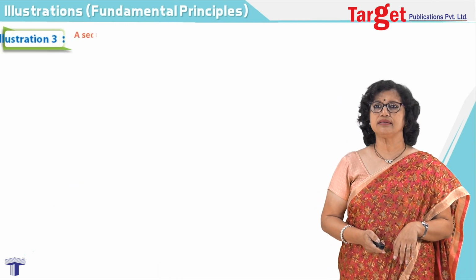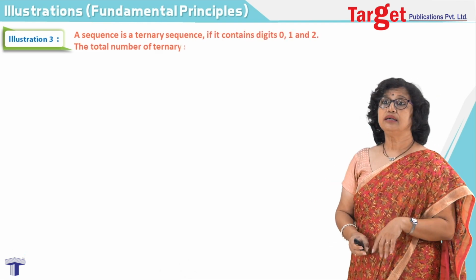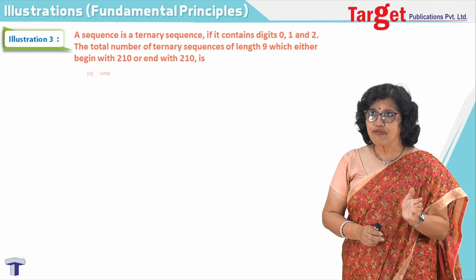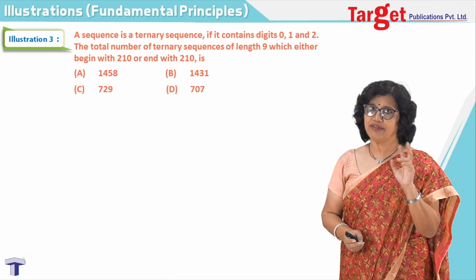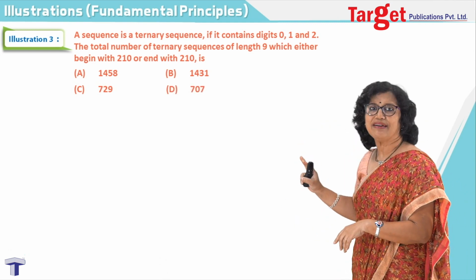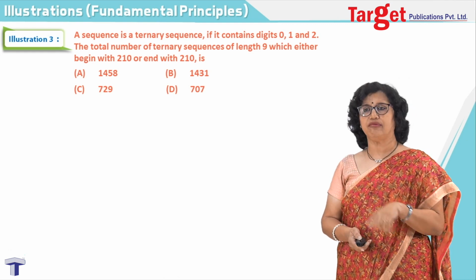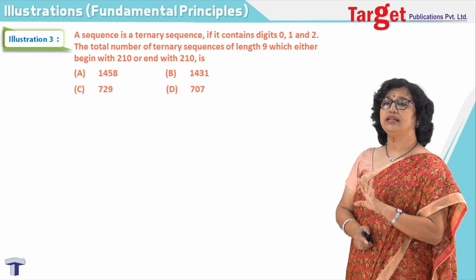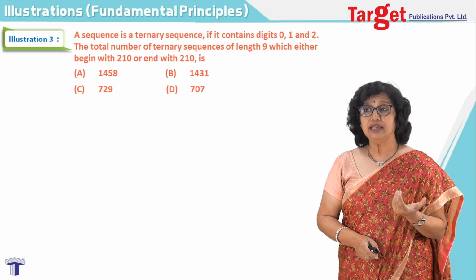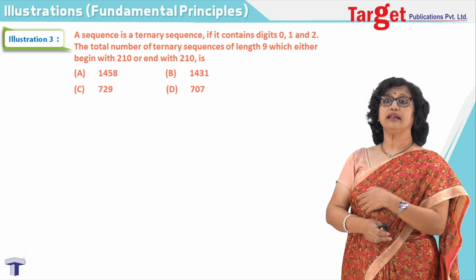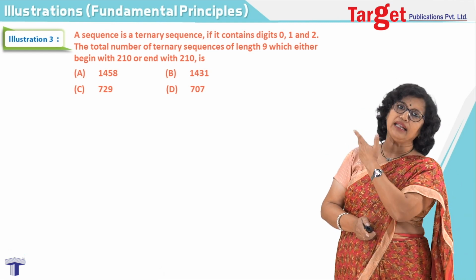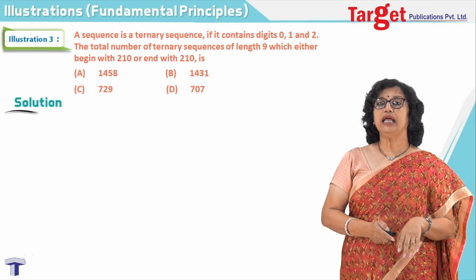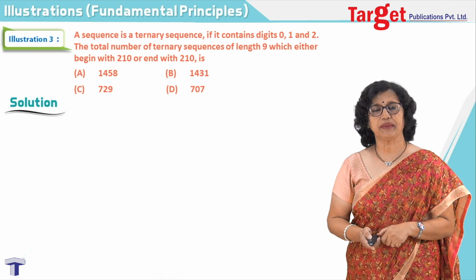And the next one is that a sequence is a ternary sequence if it contains only the digits 0, 1, 2. Like a binary sequence, where we had 0 and 1. A ternary sequence is a sequence where 0, 1, 2 are involved. The total number of ternary sequences of length 9, which either begin with 2, 1, 0 or end with 2, 1, 0 is, and then 4 options are given to me. So let us start with the solution.